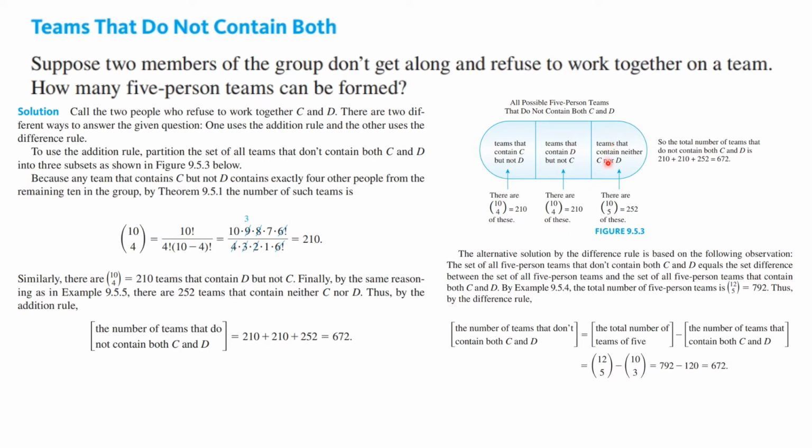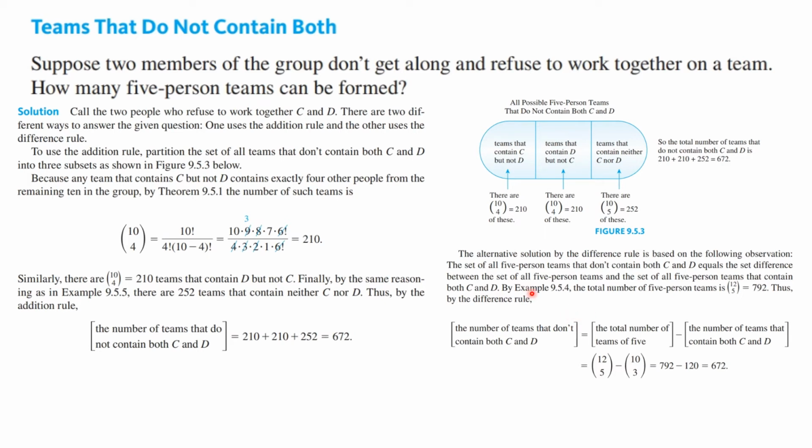Now we have to calculate teams that contain neither C nor D. Well, that means that we have 10 people, but this time we're choosing 5 from there. We get 252. We're going to add all these numbers together, and what we will get is 672 if we add those numbers together.